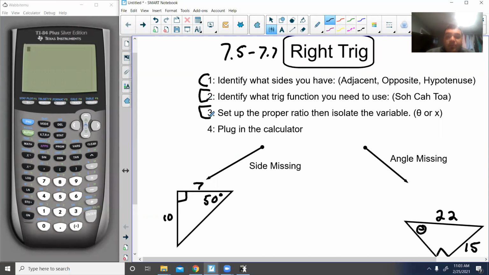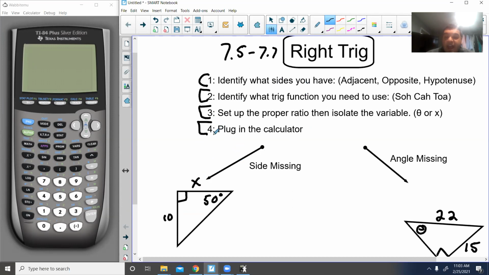Third, after you figure out which is the correct proportion, or ratio, you're going to plug in what you know. So any numbers you have, you plug in, and then you're going to figure out what variable you're missing. And you technically do different things depending on different situations, whether your angle's missing or your side is missing. I just realized, I need a side missing. So let me just put X here.